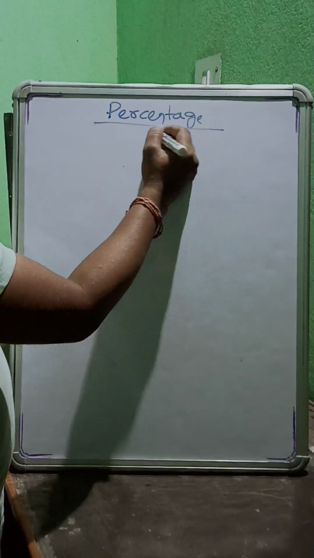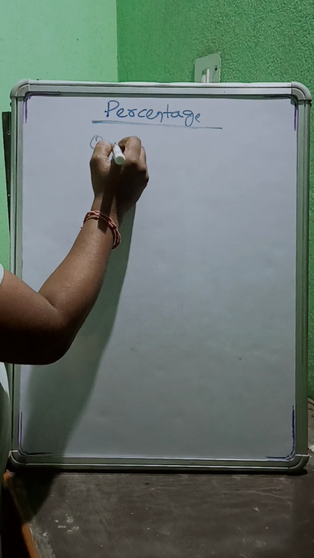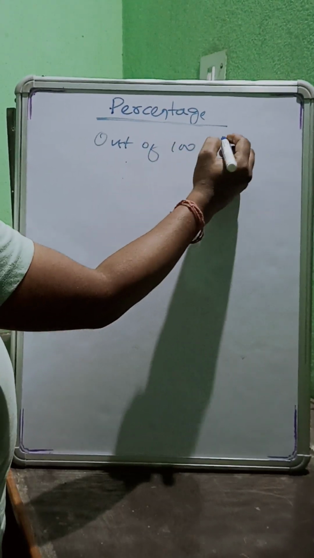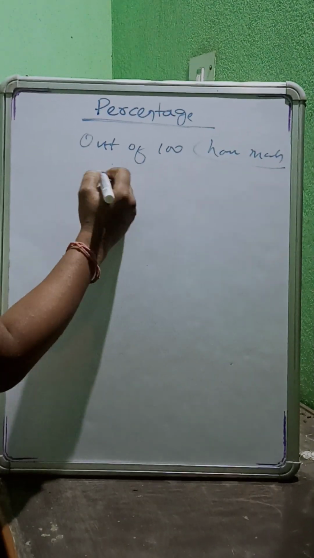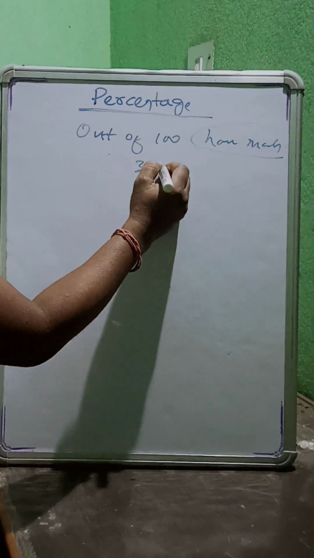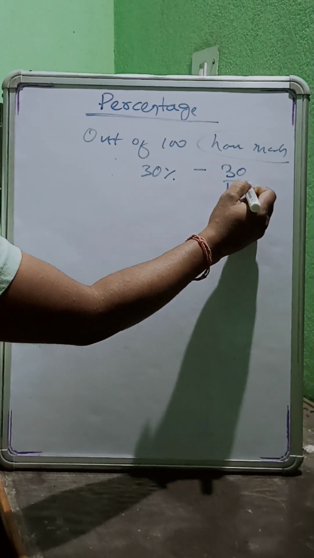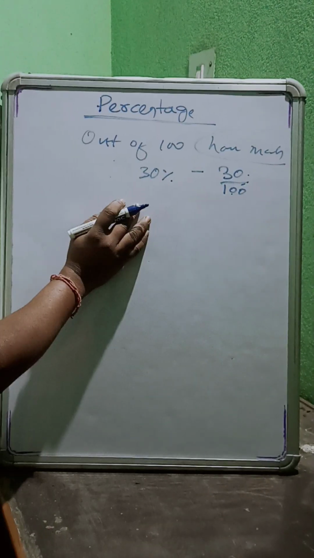I am going to teach about percentage. It is generally calculated out of 100, how much out of 100. For example, 30% means 30 by 100. So out of 100, it is 30.